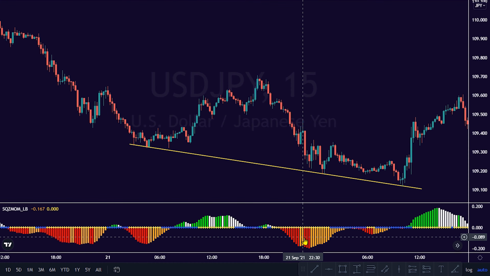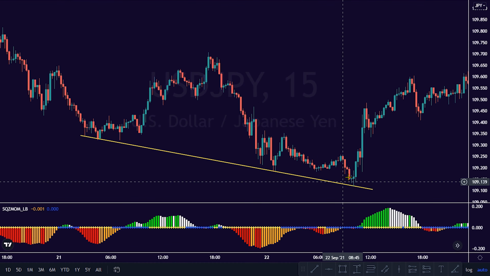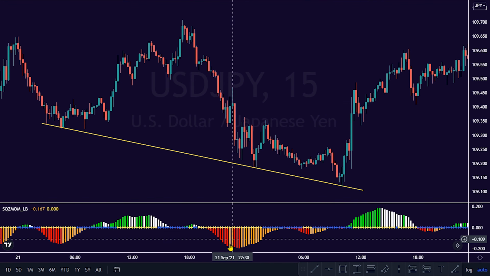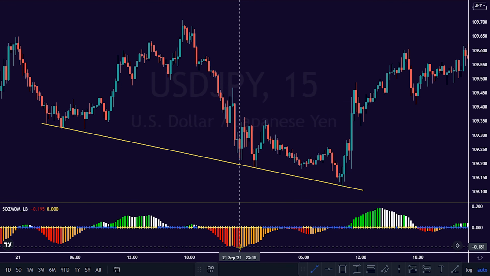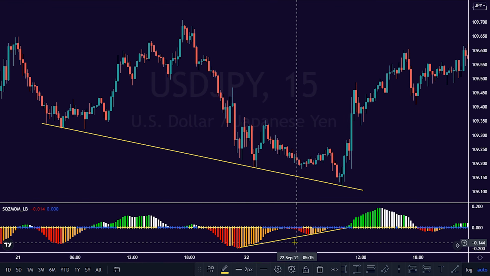The squeeze momentum indicator, in relation to the last swing lower low on the price chart, should form a higher low instead of the lower low that formed on the price chart. The formation of a higher low would signal the confirmation for the buy setup.